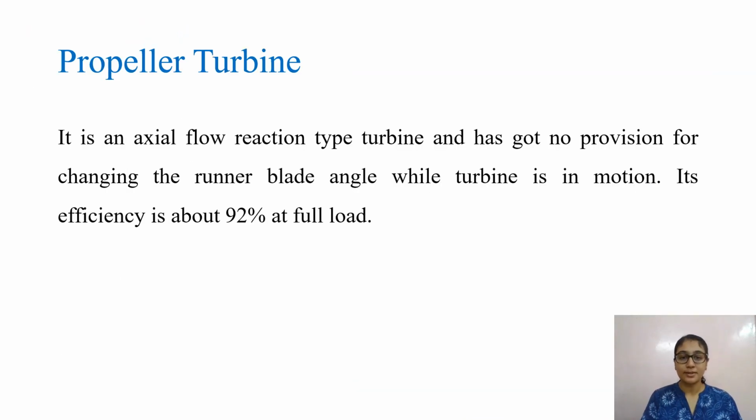Last is the propeller turbine. It is an axial flow reaction type turbine and has got no provision for changing the runner blade angle while the turbine is in motion. Though its construction is simple and easy, its efficiency falls sharply at reduced loads, and therefore such a turbine is kept fully loaded for efficient operation. Its efficiency is about 92% at full load.